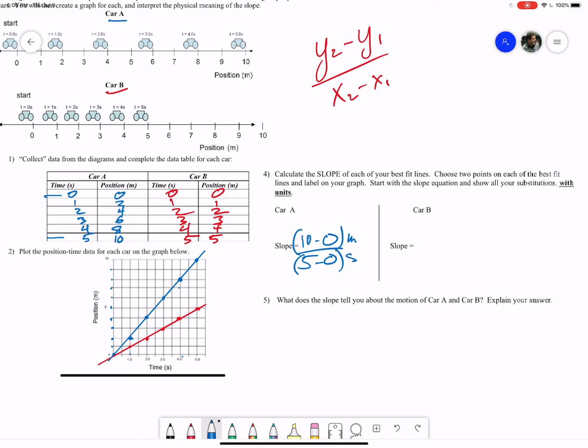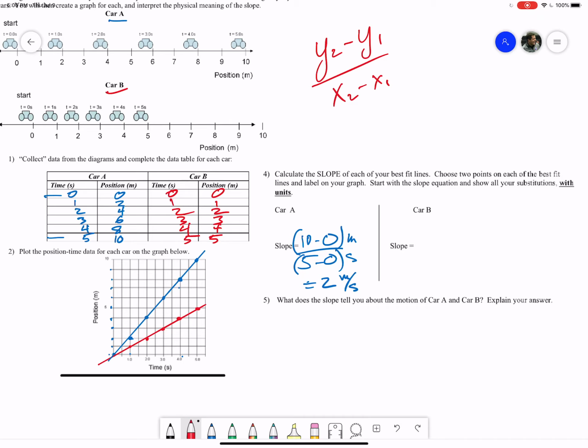So I have 10 divided by 5. I get a slope of 2. And let's see what the units say. The units left over are meters over seconds, or meters per second. Wonder if that's important. All right, now let's talk about car B.